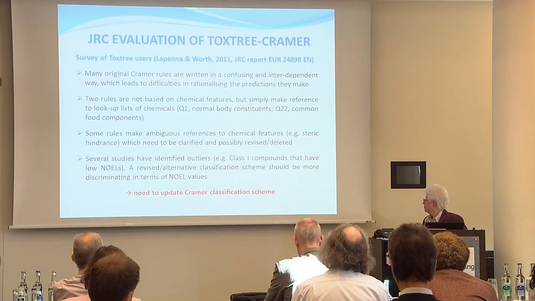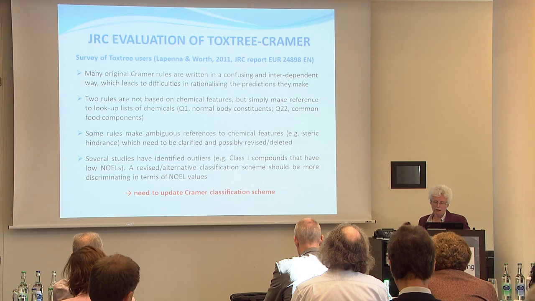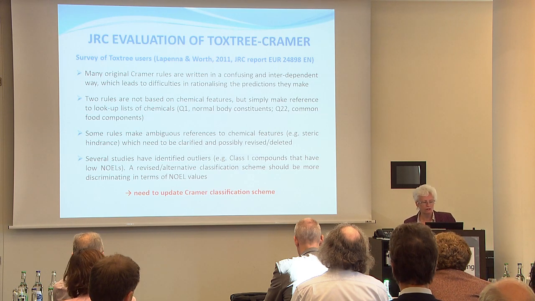And a number of studies have also identified outliers, that is, class 1 compounds that have low NOELs. And a revised scheme should be more discriminating in terms of NOEL values. And many of the people who've published on TTC have all reached the same conclusion, that we really need to make this more discriminative if we can, but at present nobody's come up with a way of doing that. And this last one is particularly important, that we don't put in class 1 compounds that are actually toxic.